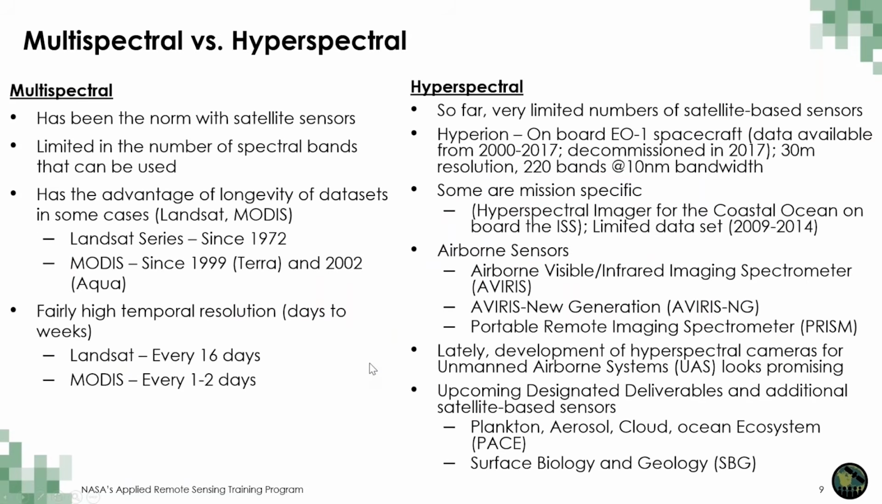Now, Amber went through some of these in the first session, but it's always a good thing to go back again and refresh our memories on some of the differences between hyperspectral and multispectral sensors. The multispectral sensors have been the norm with satellite sensors in particular, but they are limited by the number of spectral bands that can be used. On the other hand, there's the advantage of some of these missions, the longevity of the data sets associated with them.